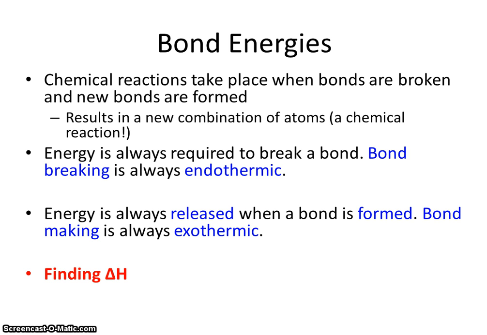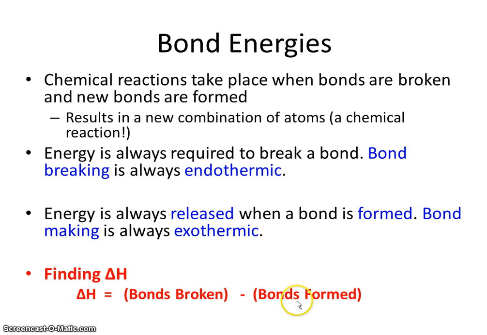So to use bond energies to find delta H, we will rely on this equation, which says that delta H is equal to the total energy involved in breaking bonds minus the total amount of energy that is produced when the new bonds in the products are formed.